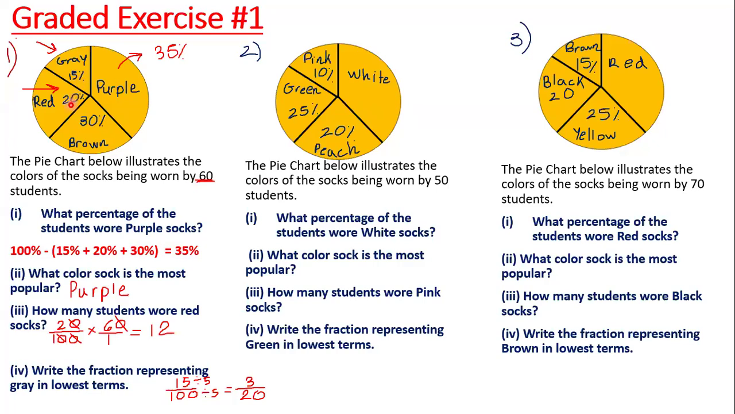15%, 20%, and 30%. So you add all 3 of them up and then subtract it from 100%. Good. Once you subtract it, it's 100 minus, if we add them up, we get 65%. So it's gonna be 100 minus 65%, which gives us what? 35%. So that's how we got the 35% for purple.